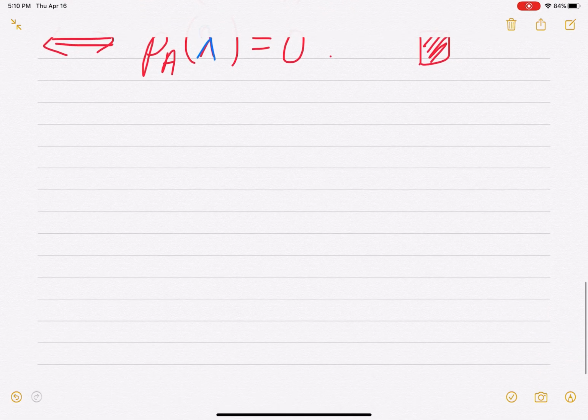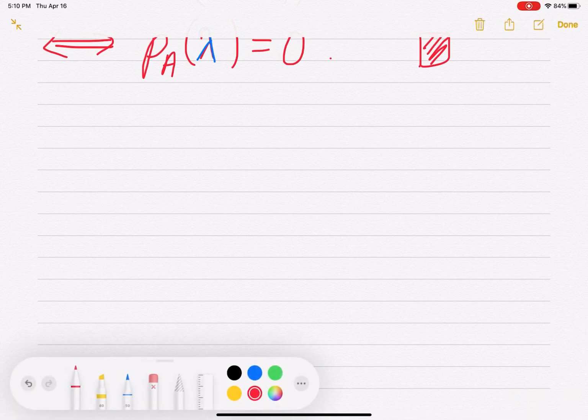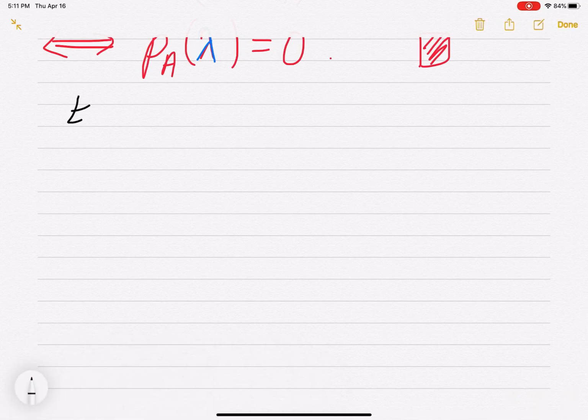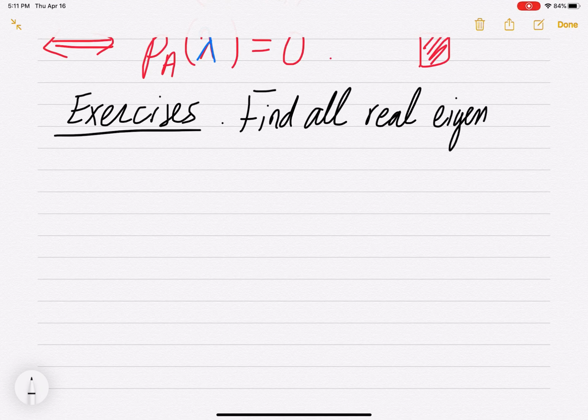All right, so that's incredibly useful right there. This allows us to find eigenvalues of matrices really efficiently. Let's see if we can do some of this stuff. Find all real eigenvalues. So we're not going to do any complex eigenvalues. You can have complex eigenvalues of A. We're only going to find the real ones. We're not going to worry about any complex numbers.